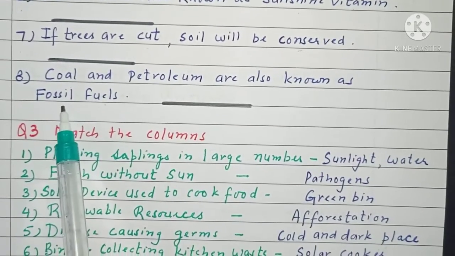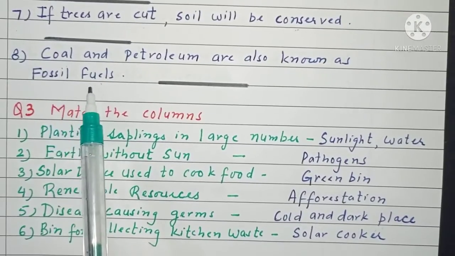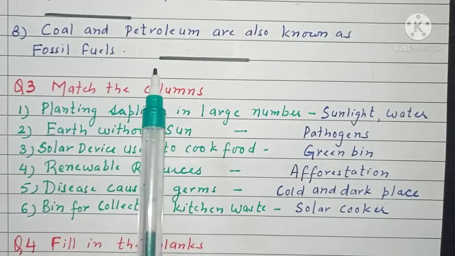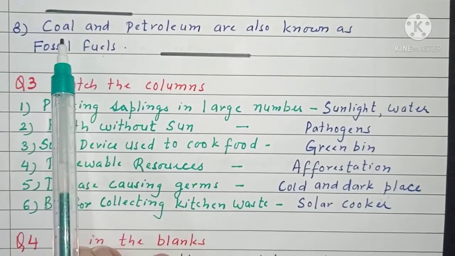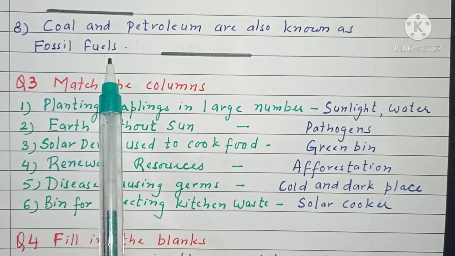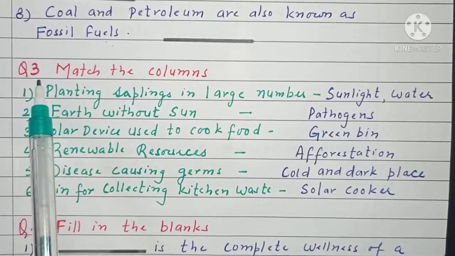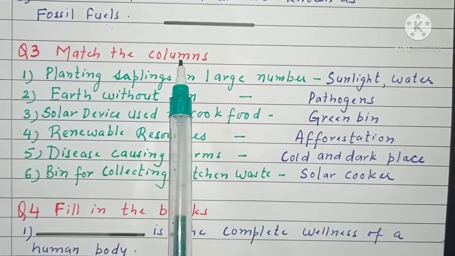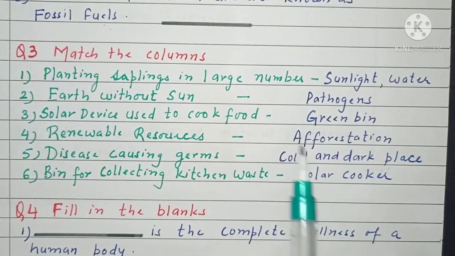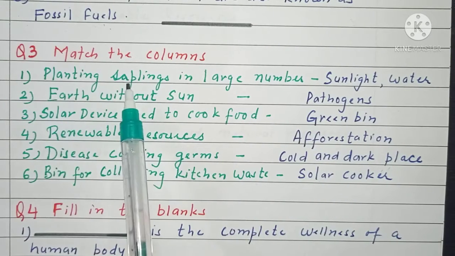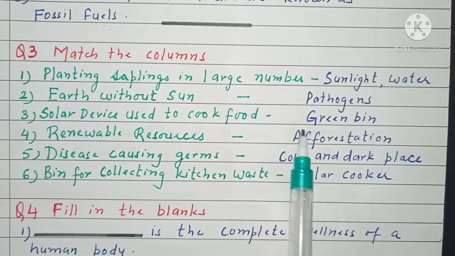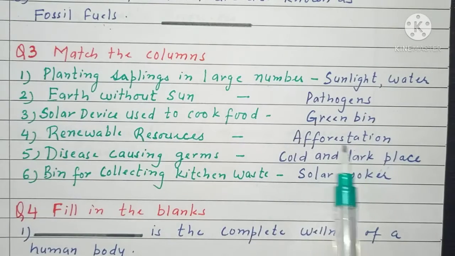And part 8 is coal and petroleum are also known as fossil fuels. That is, these are formed by the decomposition of dead and organic matter buried under the earth for millions of years. That is why coal and petroleum are termed as fossil fuels. Now, moving on to question number 3, which is match the columns. On one side is to be matched with the other side. Number 1 is planting saplings in large number, that is growing plants in large number, is afforestation.